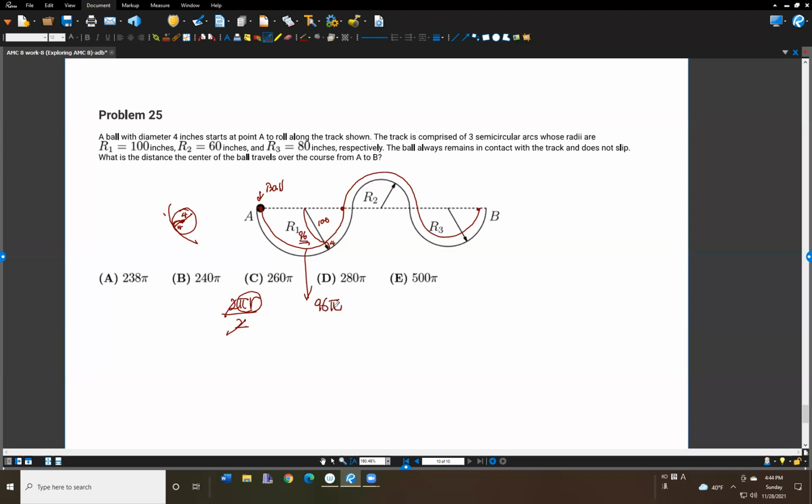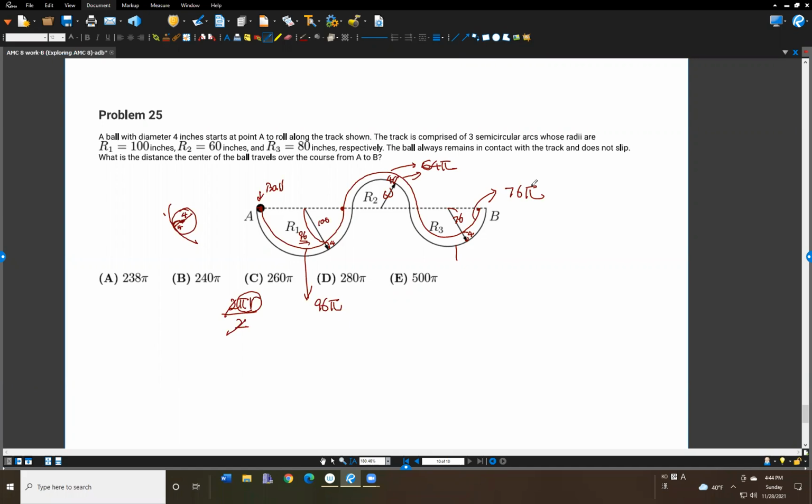That's it. What is the length of this one? This one is longer, 4 more. R2 is 60, 4 more is 64. The length is just 64 pi. The next one, add again. Okay, R3 is 80. Subtract again, 4 is out. That's 76. So this length of arc should be 76 times pi.